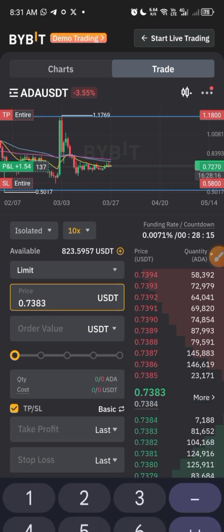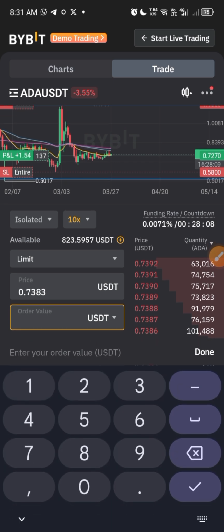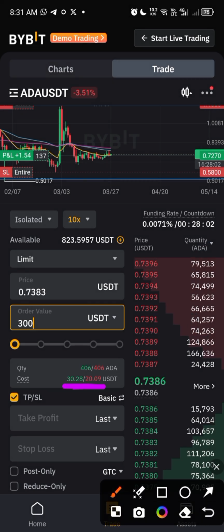So it's going to set the limit. Now, the next thing I want to do, I'll put the price I want to buy, order value. I want to buy for, let's say, 300. That's $30. You can see it here. It's saying $30. Cost is $30, right?